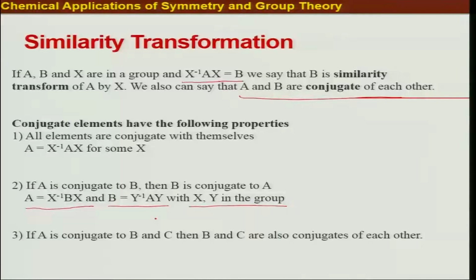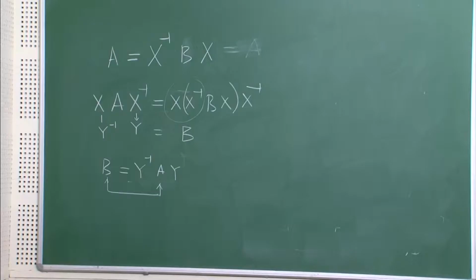And thirdly, if A is conjugate to B and C both together, then B and C are also conjugate. That also can be very easily proven in the same way, and I will leave it to you. So you try it out and prove this.